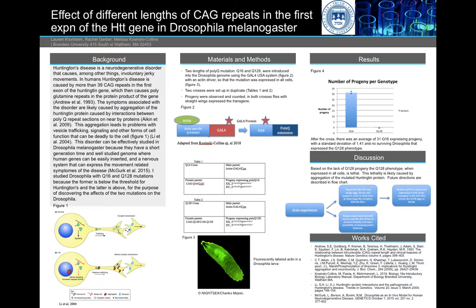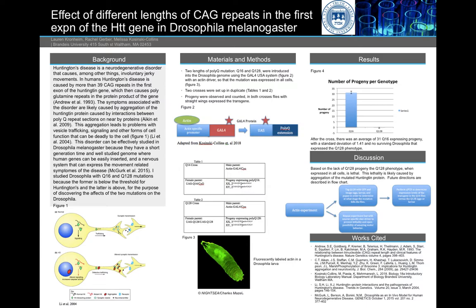7 days after the cross was started, I counted an average of 31 flies expressing the Q16 genotype and 0 flies expressing the Q128 genotype. This led me to conclude that the Q128 mutation is deadly when expressed in all cells. In the future, I would like to investigate at what stage in development the Q128 mutation killed the Drosophila.